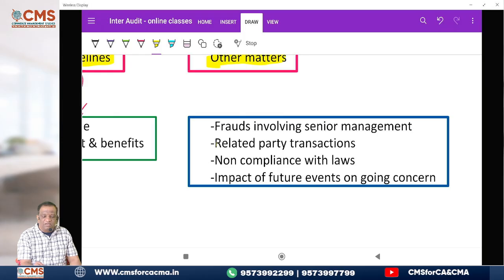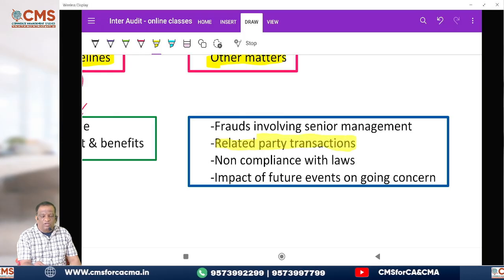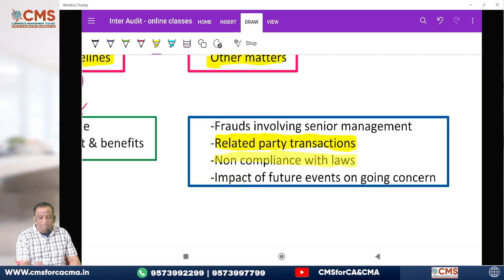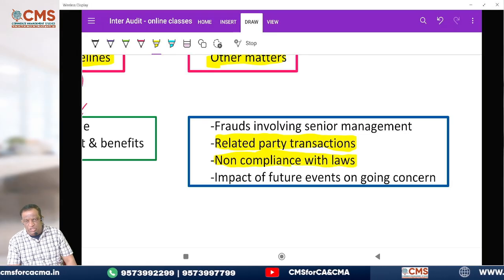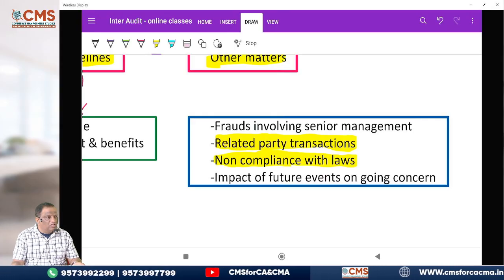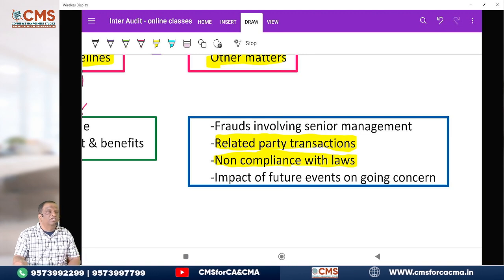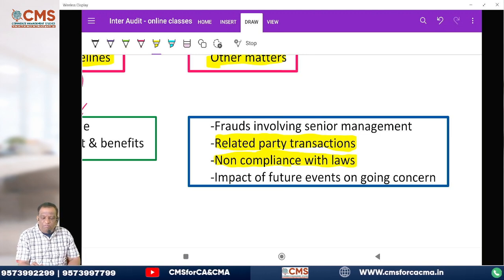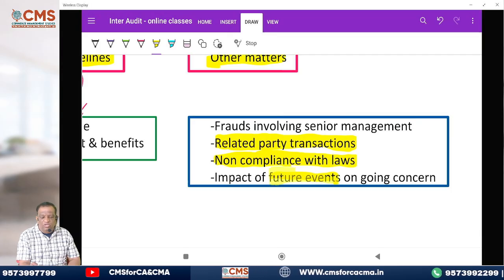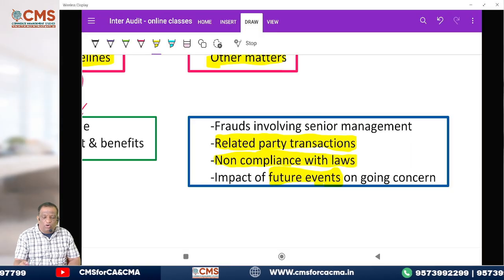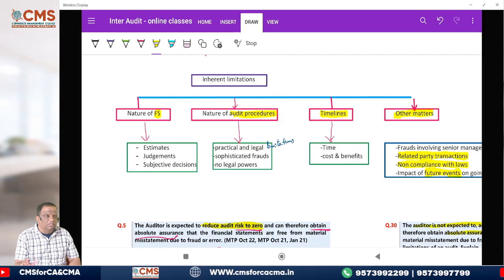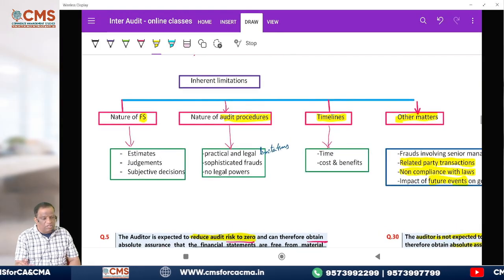And then related party transactions, where the scope for fraud is very high. And third one, non-compliance with the laws. If somebody is complying with the laws, then you will get a lot of information. Like somebody is not even raising invoice, he's selling cash sale, then he is not paying GST, he doesn't follow this. Then how do I as an auditor get to the truth of it? And then impact of future events on the going concern, which you will not be able to make out here. So these are the four broad matters which will make the auditor settle with reasonable assurance, and that is what we technically call inherent limitations of an auditor.